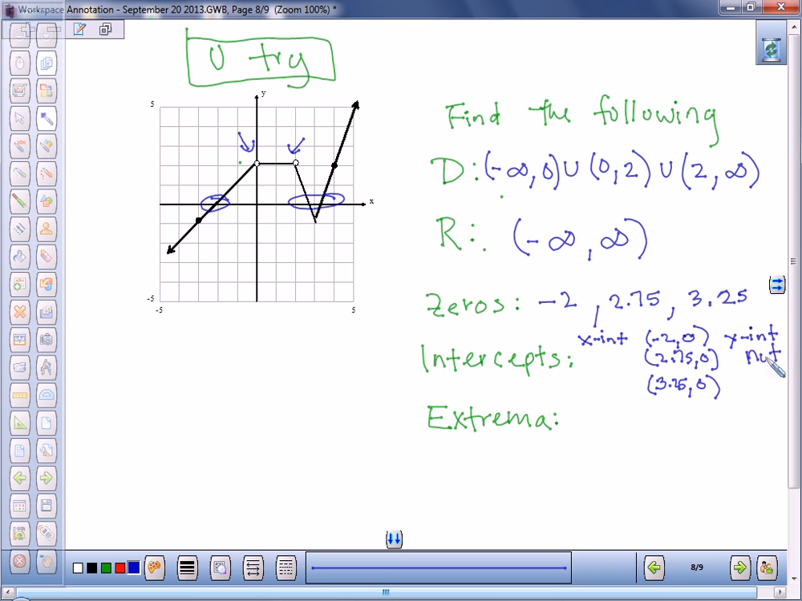Okay, and extrema. Now, when we look at this, if we go by our definition of relative being higher than all the points around it, are these points really higher than the points around it? No. So I wouldn't define this as a relative max, but this is a relative min, and it's going to occur at the point (3, -1).